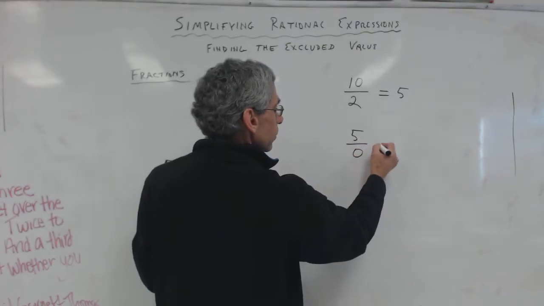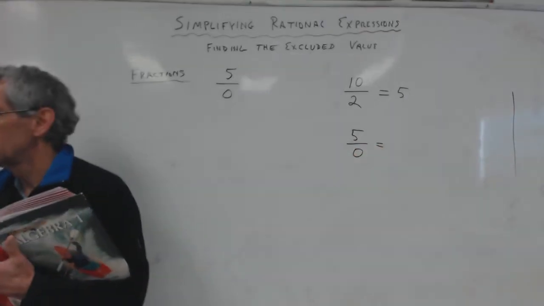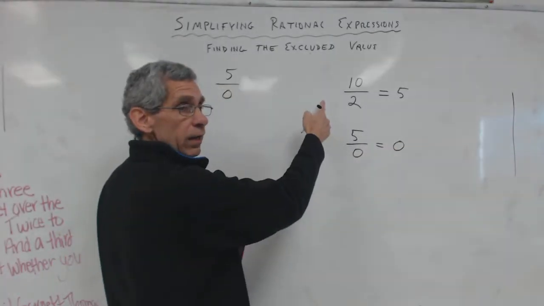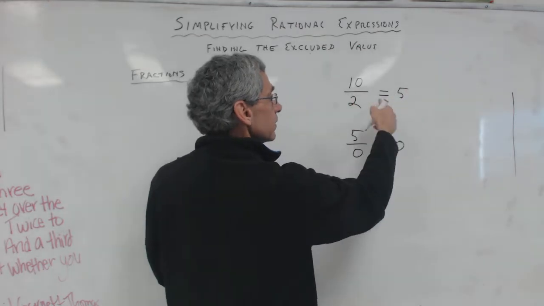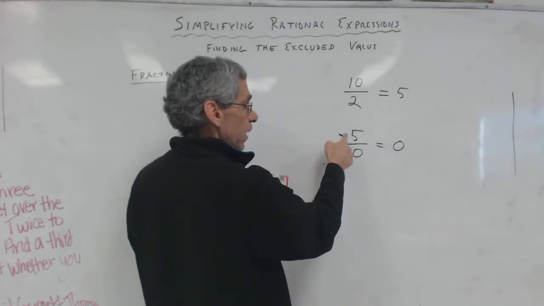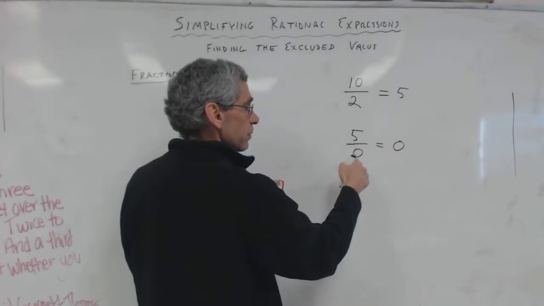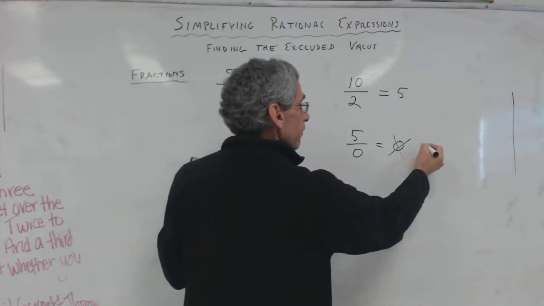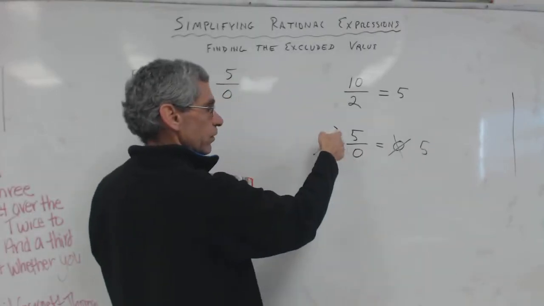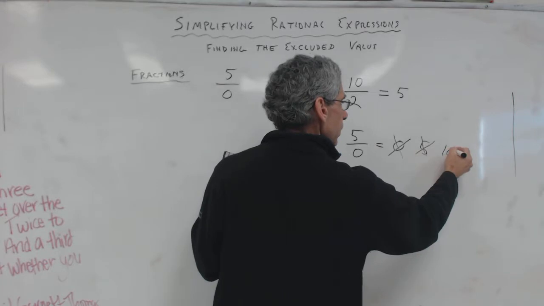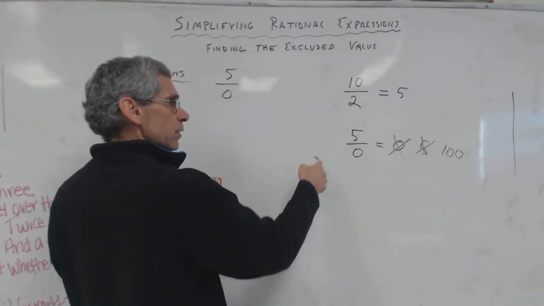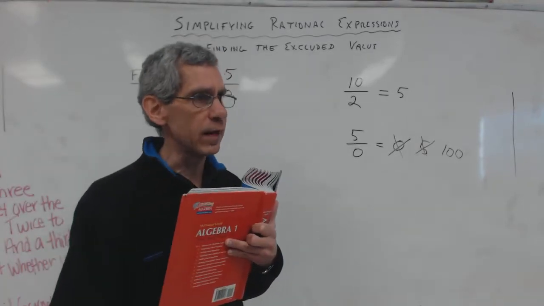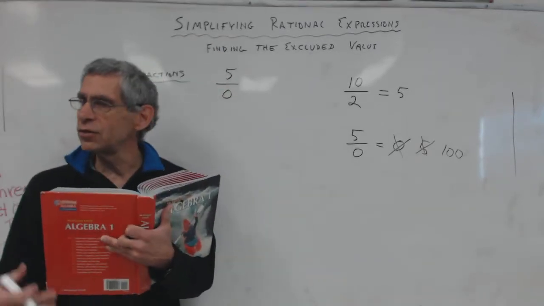But what if I do this? 5 divided by 0. A lot of people would say, oh, that's 0. Let's try that. If this divided by this is this, then this times this must equal this. If 5 divided by 0 is 0, does 0 times 0 equal 5? No, so it definitely doesn't equal 0. How about 5? Does 5 times 0 equal 5? No. How about 100? Does 100 times 0 equal 5? No, nothing's working. It's unsolvable, right? You can't have 0 in the denominator.